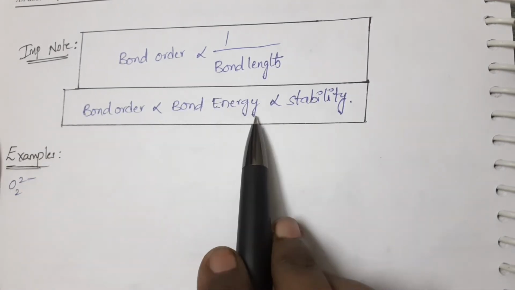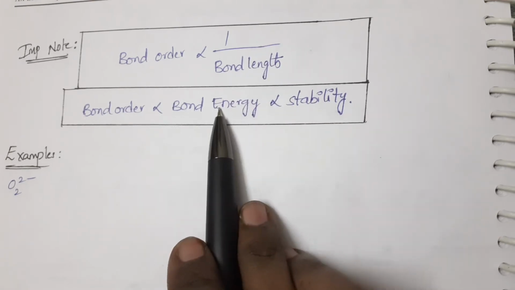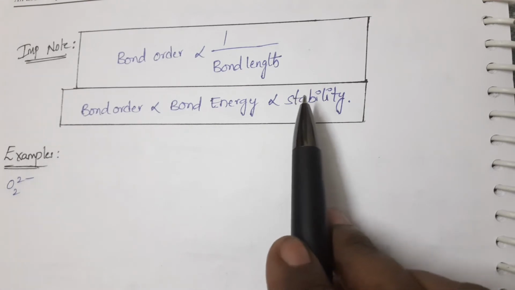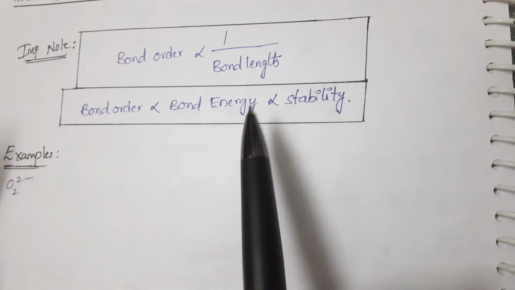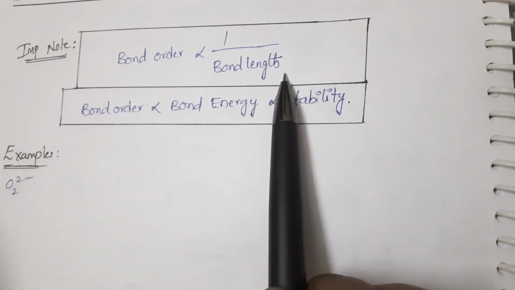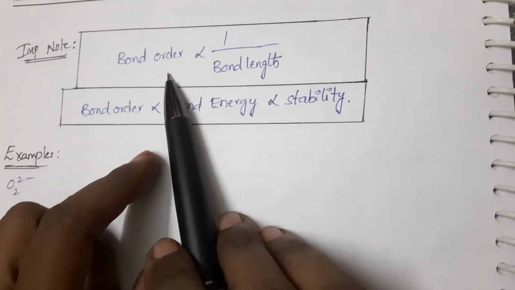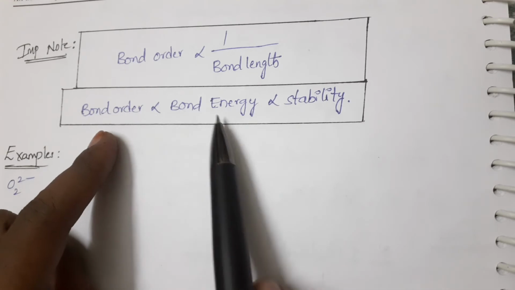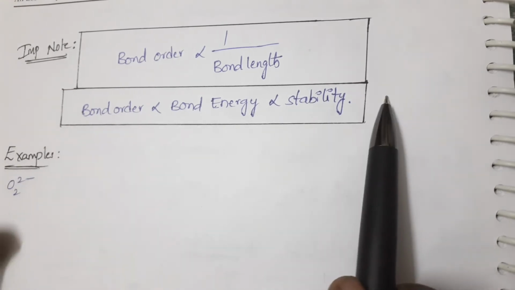How the bond order is related to the bond length, bond energy and stability. Nowadays the question is asked like this only: how the bond order is related to bond length. So, for that formula, bond order is inversely proportional to the bond length, and bond order is directly proportional to the bond energy and their stability.